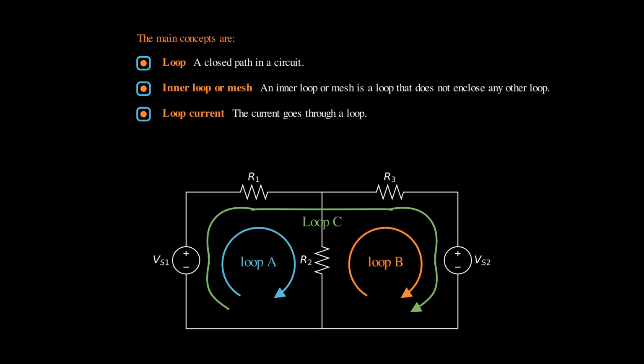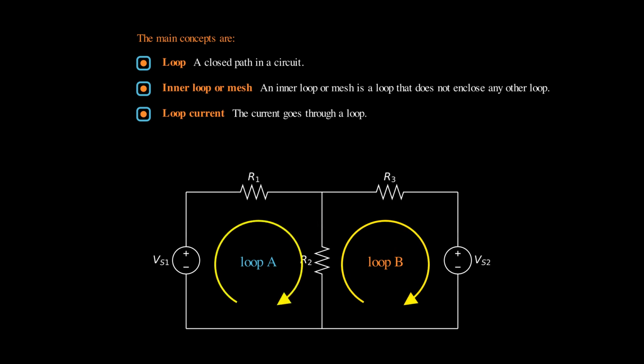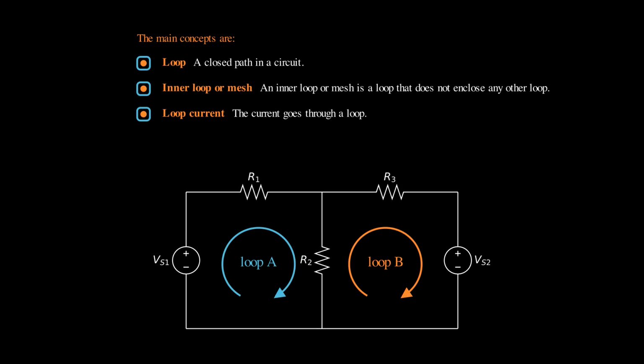I think the inner loops are self-explanatory. In this example, loop A and loop B are the inner loops, which is also called a mesh. When we use loop analysis, we only consider the inner loops, from which the KVL equations are linearly independent. Okay. The last concept is the loop current, which is the current that goes through a loop. We only label the inner loop current or mesh current, IA and IB in this case.